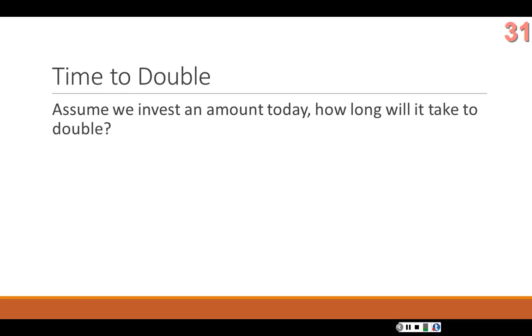So the way our calculator works is we have 5 keys that we can use. As long as we enter 4 of them, we can solve for the 5th. So we can solve for something like the amount of time, which would be N, the number of periods. So let's assume that we invest some amount today, and we want to know how long it's going to take for that amount to double. The main thing that we need to know is the interest rate. And we'll say this would be given in the problem, if the interest rate is 20%.